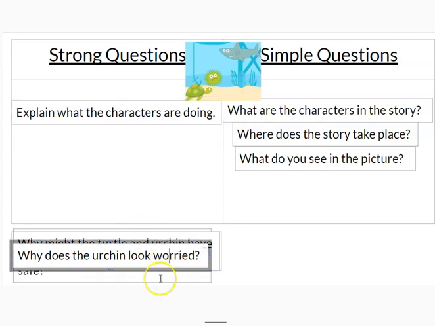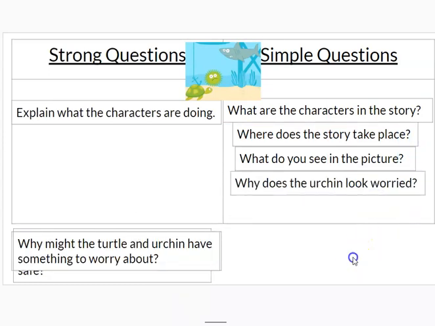Why does the urchin look worried? Why does the urchin look worried is a simple question. I could easily state the answer to the question after reading the text. That's not something that I need to think a lot about and should be able to find the answer to fairly easy in the story.